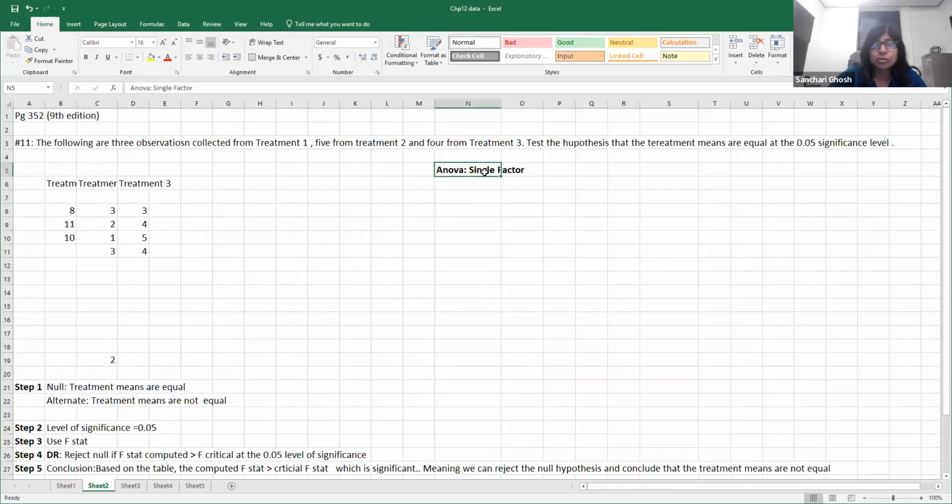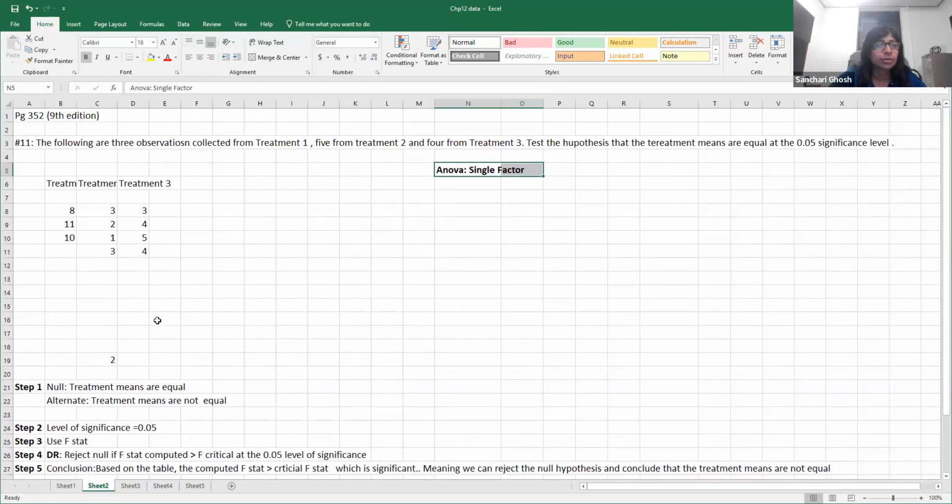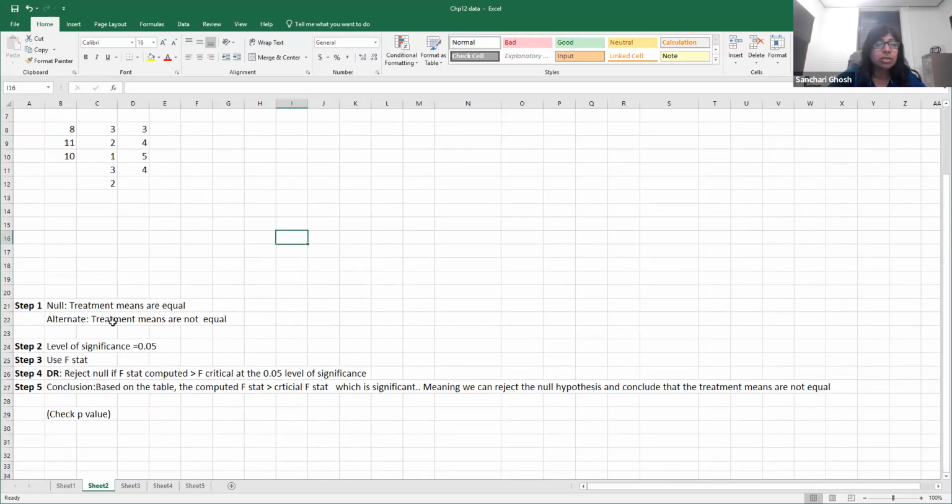Now we do not need to calculate all these in our minds. We were doing this because we wanted those degrees of freedom. When we saw the chart, we could put it, but right now we can just go over to Excel to help us here. Single factor ANOVA. 5 observations from treatment 2. The null hypothesis is that treatment means are equal, the alternate that treatment means are not equal.